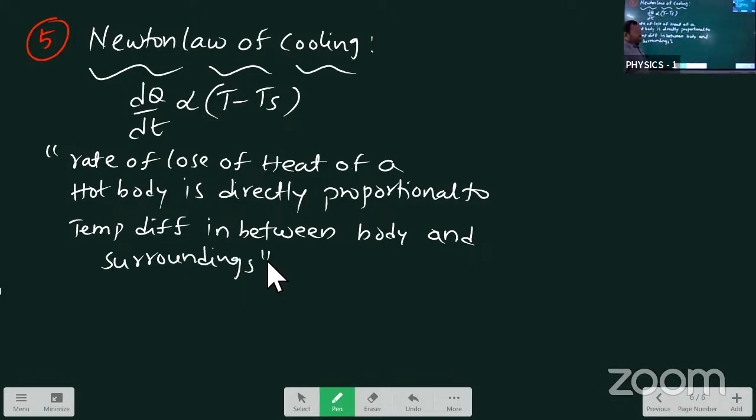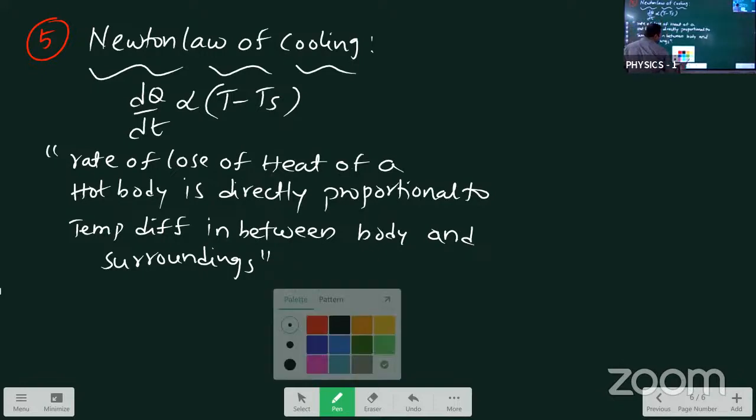This is the statement of Newton's law of cooling. The rate of loss of heat of a hot body is directly proportional to the temperature difference between the body and the surroundings. For this, we need an explanation. So, dQ/dt is directly proportional to T minus Ts.